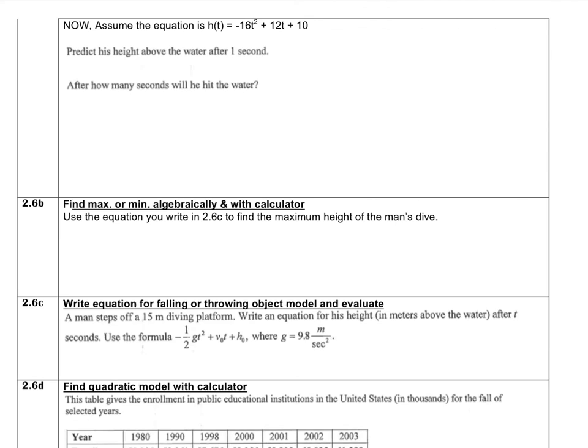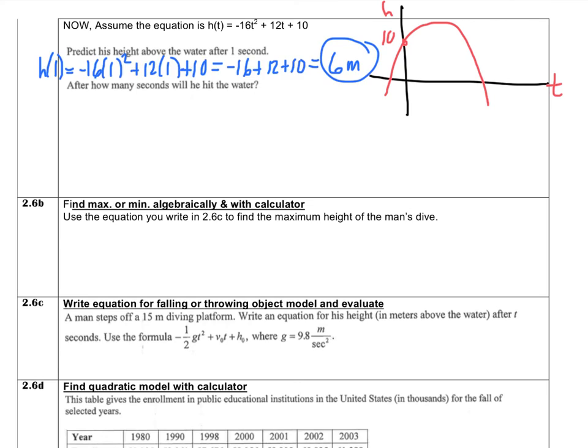Let's do another example, but this time assume that the equation is this one right here. Negative 16t squared plus 12t plus 10. Again, this is the guy doing his dive, so if we want a visual representation of it, there's the 10, there's the time, there's the height. Now they want us to predict the height above the water after 1 second. It works exactly the same way. I'm just going to put 1 in for t and solve. So when I do that this time, I'm going to get that he's 6 meters up high, so he's probably about right in there.